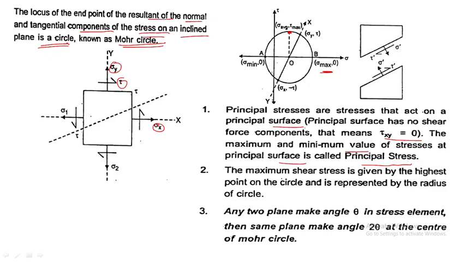Second point: the maximum shear stress is given by the highest point on the circle, and it is represented by the radius of the circle. For example, if you take the radius, this one, it is the highest point on the circle and it is represented by the radius of the circle. For any two planes making an angle on the stress element, the same planes make an angle of 2 times that angle at the center of the Mohr circle.